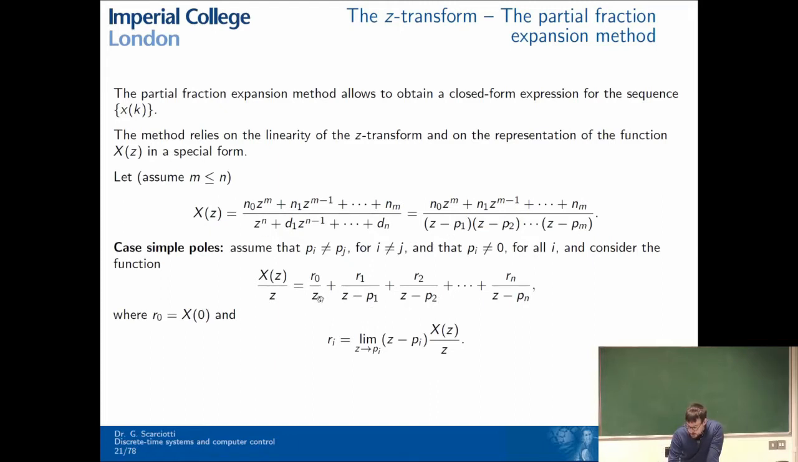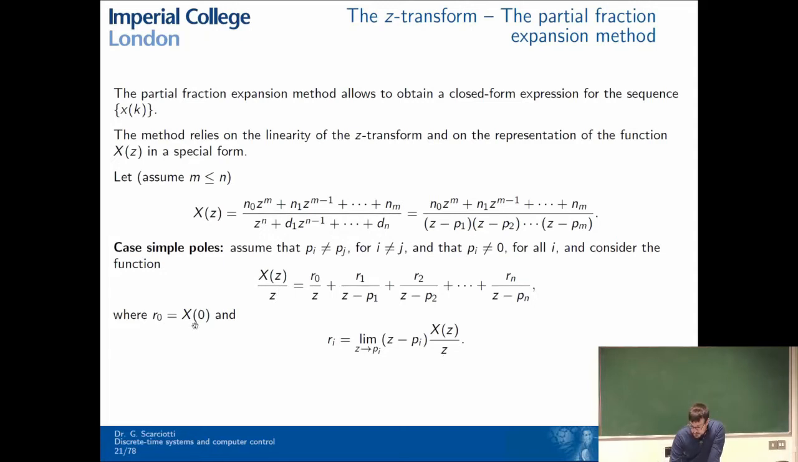You have an additional pole due to the fact that you divided by z, and then at the top you have the residuals. So the aim here is to find these residuals, these numbers r0, r1, r2, and so on, such that the sum of these fractions is actually equal to X(z) divided by z. Okay? So to compute these residuals, we can use this very simple formula here.